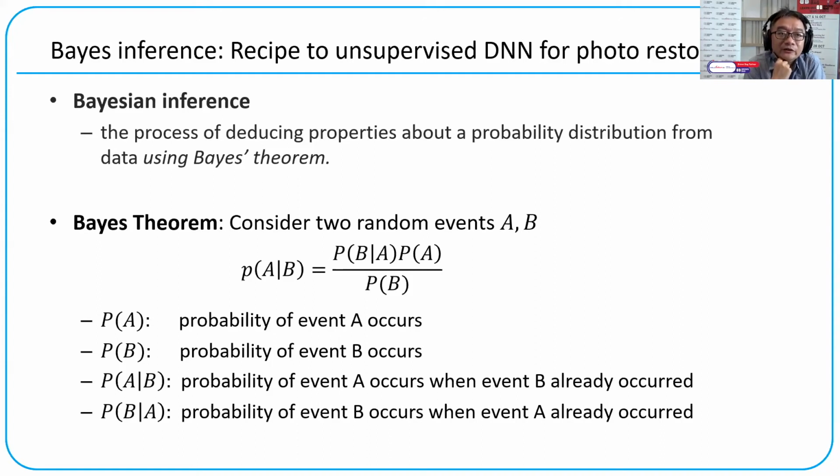This is based on so-called Bayes theorem. That is, you have so-called conditional probability. Given B, what's the probability of A? It can be expressed as: given the event A, the conditional probability of B, multiplied by the probability of A, divided by the probability of B. This is a very famous theorem called Bayes theorem. I will not go into details.